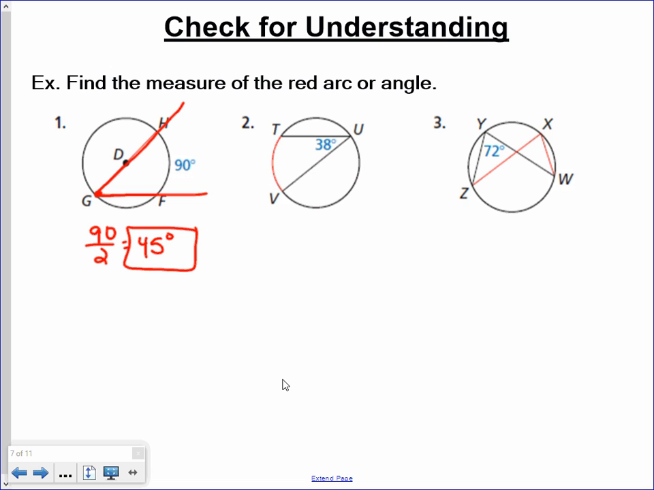Number 2, we're being asked to find this arc. So if this angle intersects it, who can raise their hand and tell me how big arc TV would be? Arc TV. Luke? What'd you say? The arc is the bigger one. So he cut 38 in half, but we don't want to cut it in half. We want to reverse that process and double it. So what's double the 38?